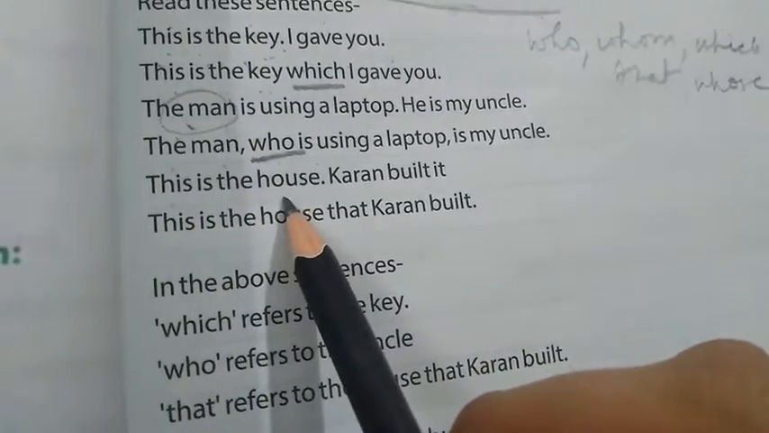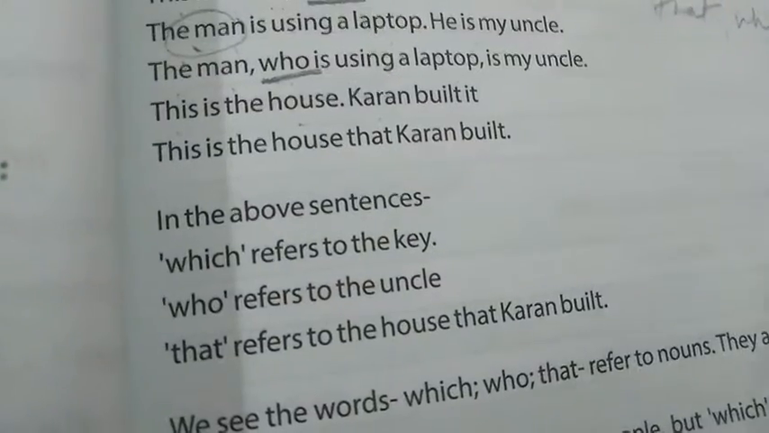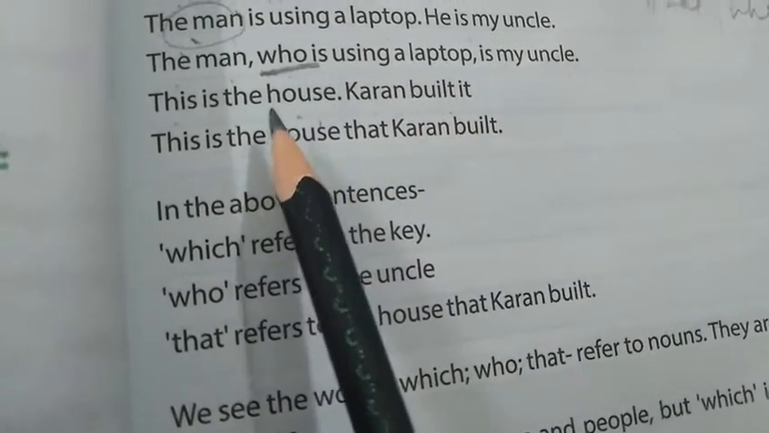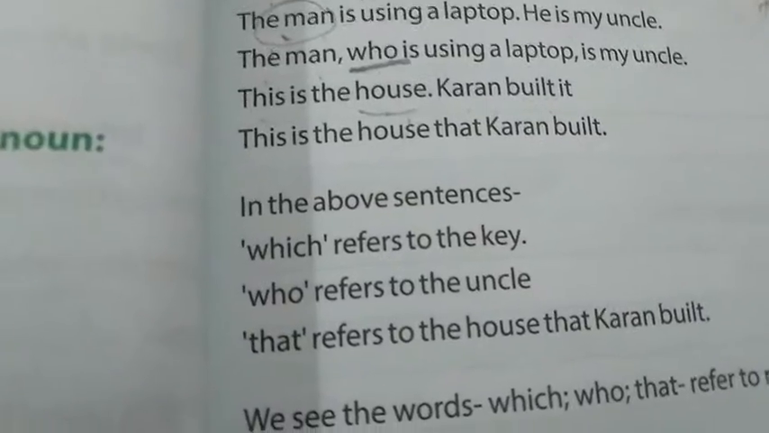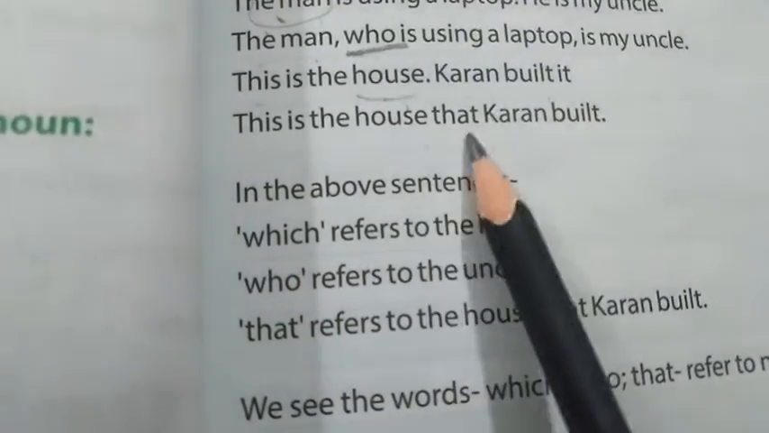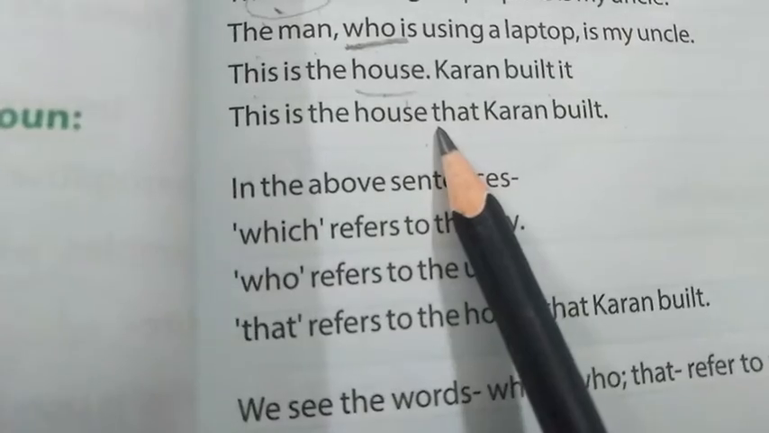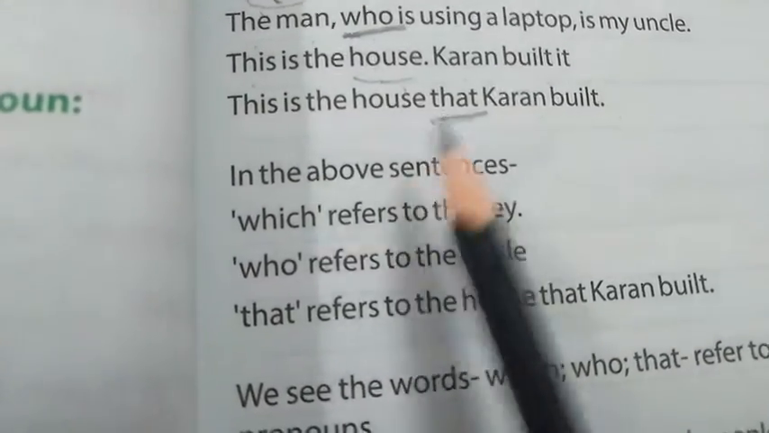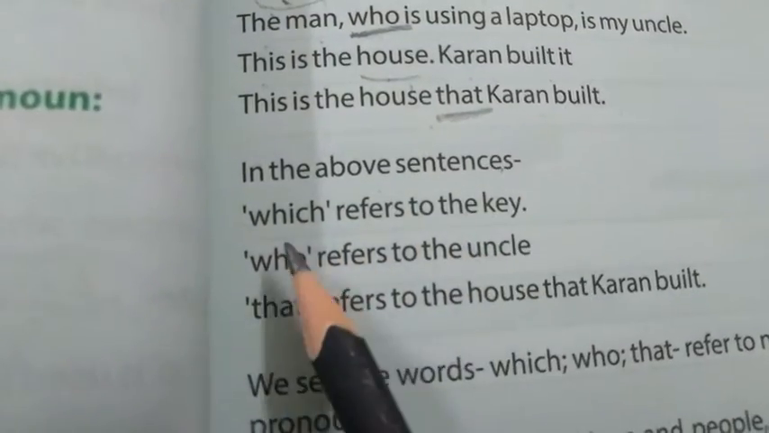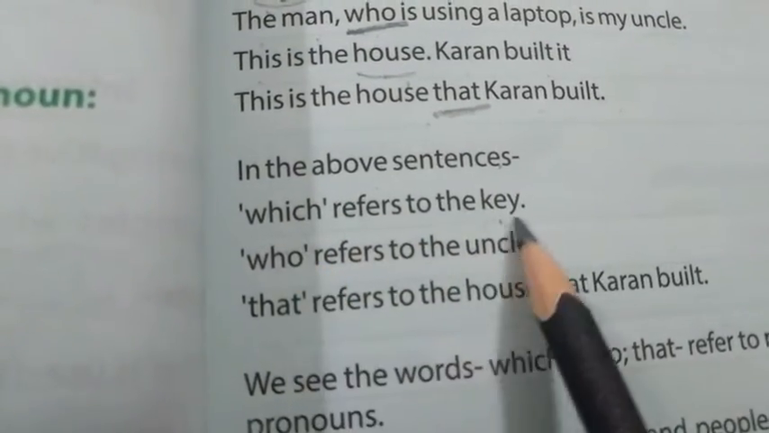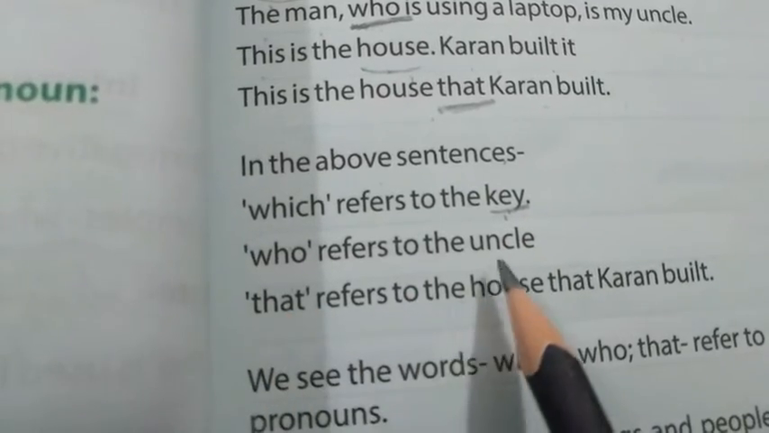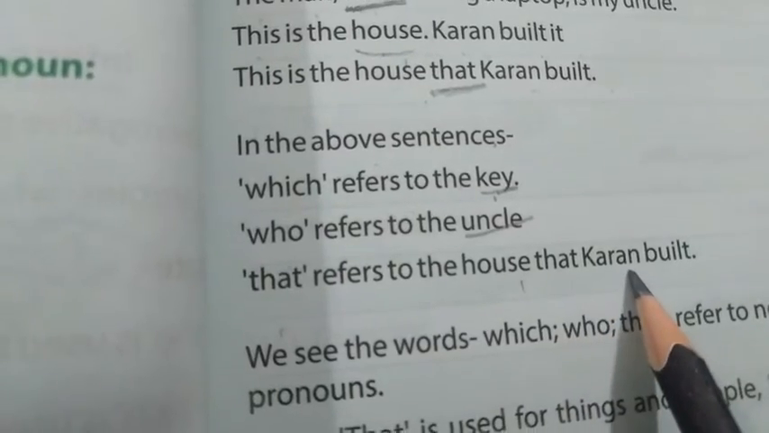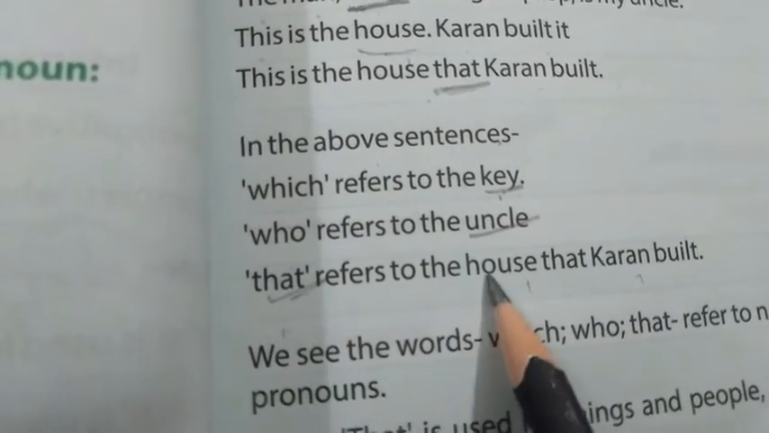Then this is the house, Karan built it. So this is the house, one sentence, Karan built it, second sentence. So we are talking about the house here. So this is the house that Karan built. So it is joined with the word that here. That is a relative pronoun here. Okay. So in the above sentences, which refers to the key, which is used for the key. Okay. Who refers to the uncle. And that refers to the house that Karan built. Okay. So that is used for the house.